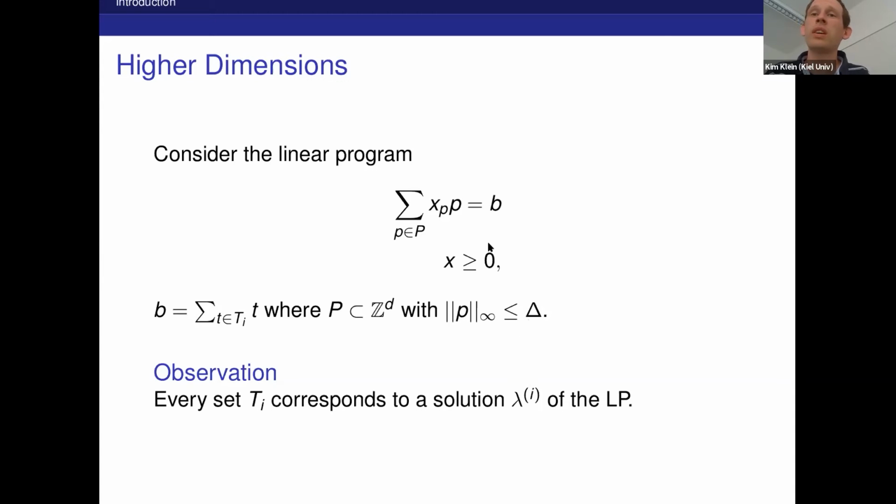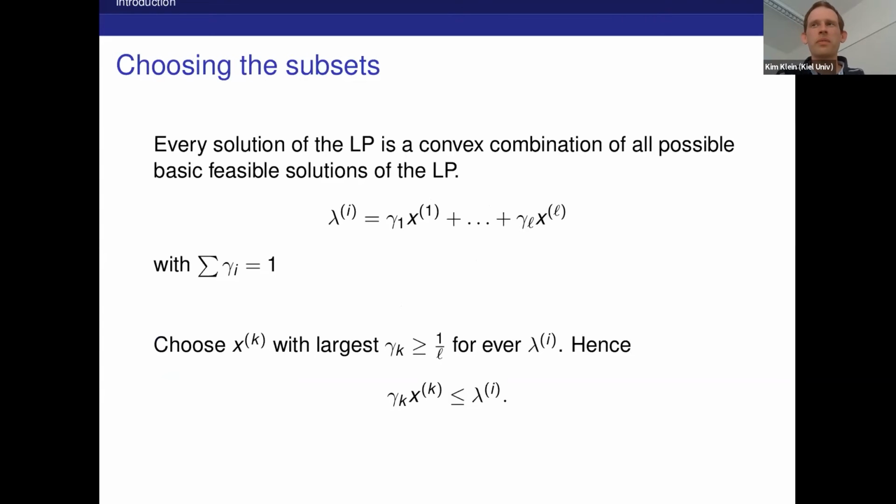Okay, so we know each set T_i actually corresponds to one feasible solution of our linear program, just by choosing lambda_i as the multiplicities, how often one vector occurs in our set. So what we're doing now is, how can we state solutions of the LP in a different way?